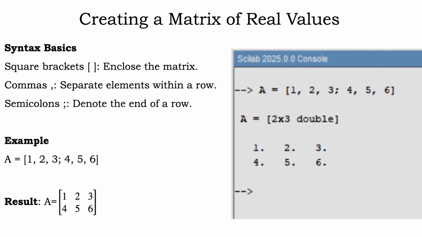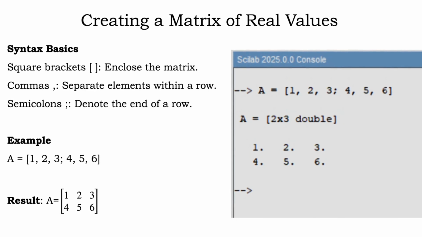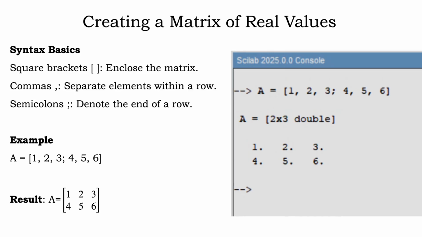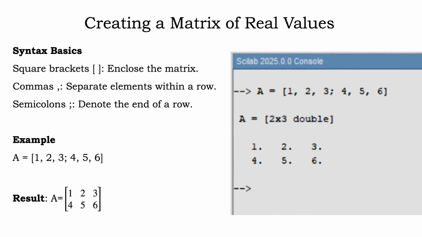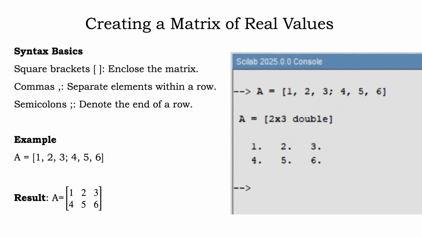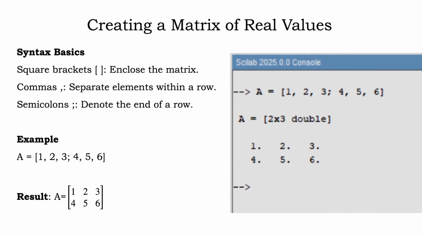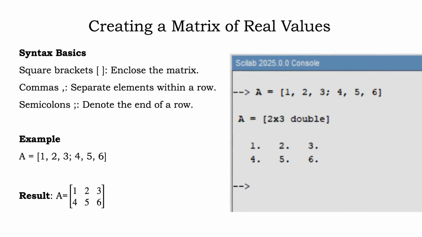Creating matrices in Scilab is straightforward and efficient. The syntax for defining a matrix uses square brackets, commas, and semicolons. For instance, consider the following command: A equal to, within the square brackets, 1, 2, 3, semicolon, 4, 5, 6. This creates a matrix A with 2 rows and 3 columns, as shown here.